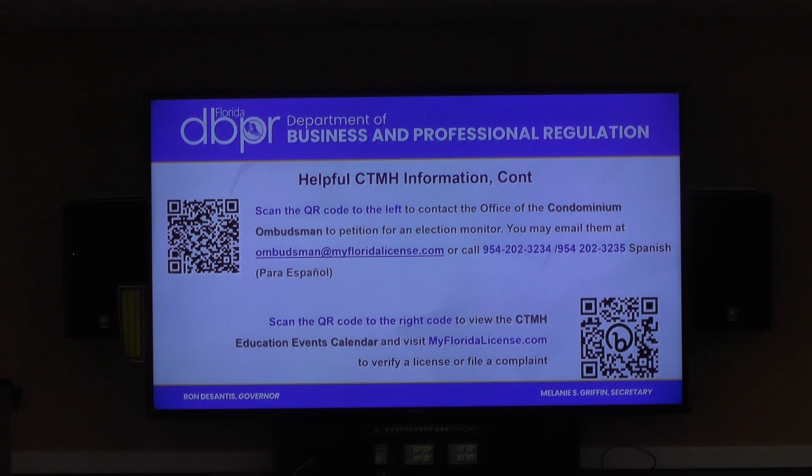So here's the information. You can create an appointment to meet with the ombudsman office in Fort Lauderdale. You can email them at ombudsman@myfloridalicense.com. The phone number is 954-202-3234.